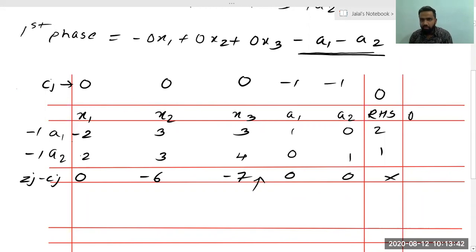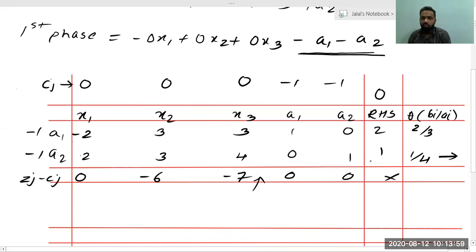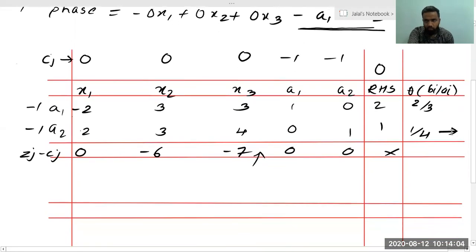So what will be theta? Theta is bi by ai. Coefficients of RHS are called bi, coefficients of pivot column are called ai. So it will be 2 by 3, and then it will be 1 by 4. Okay, which one is the least? 1 by 4 is 0.25 and 2 by 3 is 0.67. So 1 by 4 is the least positive. So what we will do here is, we will eliminate A2, and what will enter is X3. So A1 will be as it is. X3 will come into the solution.